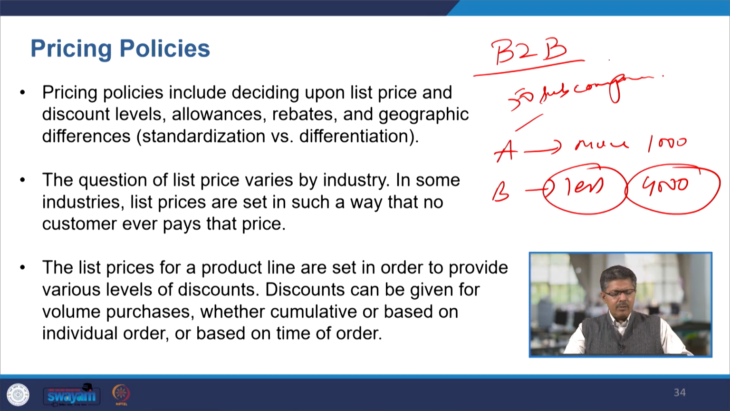The question of list price varies by industry. In some industries, list prices are set in such a way that no customer ever pays that price, right. That is called moon pricing. You must have seen that most of the time companies write a price, but then they never charge it. They always say there is a discount. Why? Because this is done to induce a positive feeling among the customer, right.